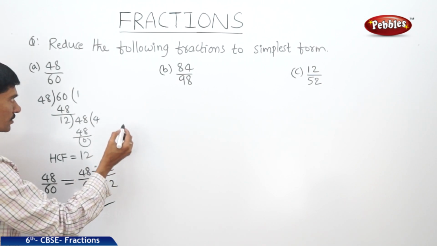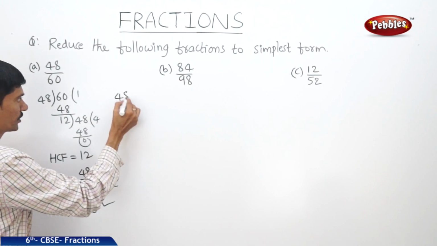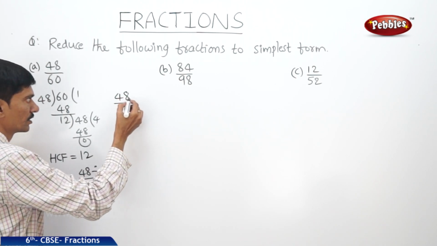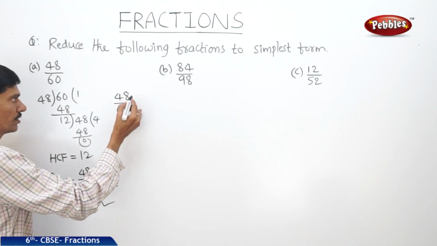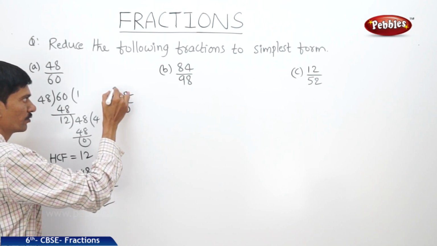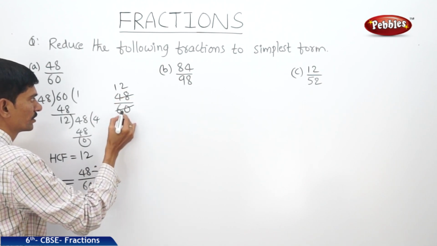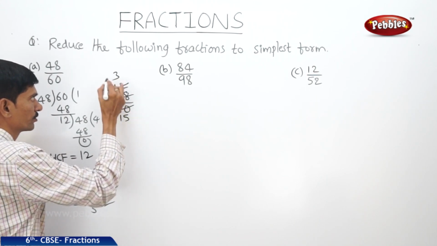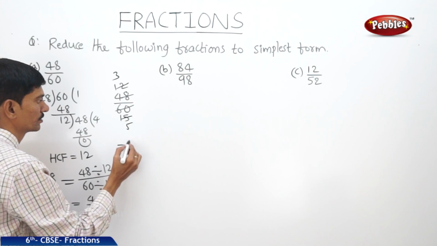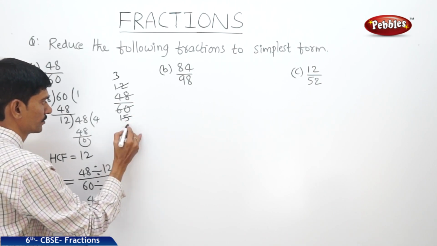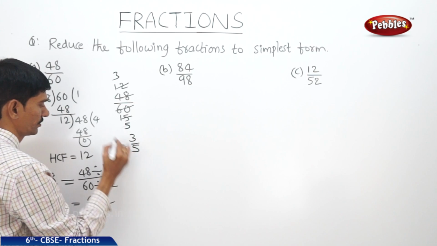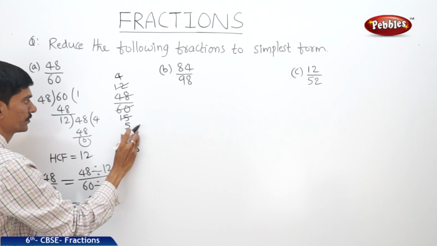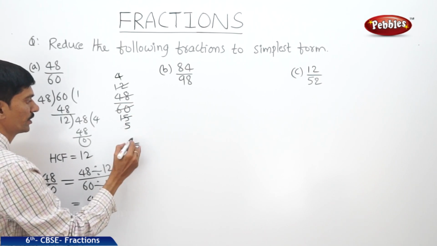So this can also be done by cancellation. So 48 by 60, we can cancel in the 2 table or 3 table or 4 table. So if we cancel in the 4 table, 4 1s are 4, 4 2s are 8, then 4 15s are 60. Now we can cancel again in the 3 table, 3 4s are 12, 3 5s are 15. So then we get 3 4s are 12 by 3 5s are 15. So we get 4 by 5.